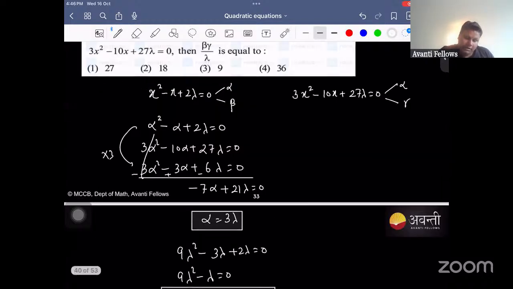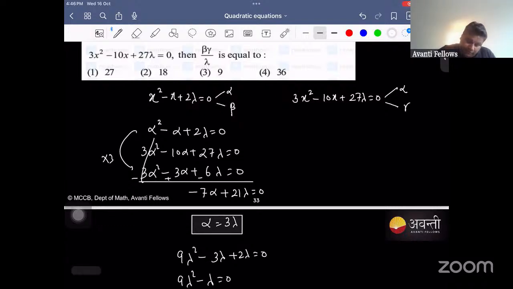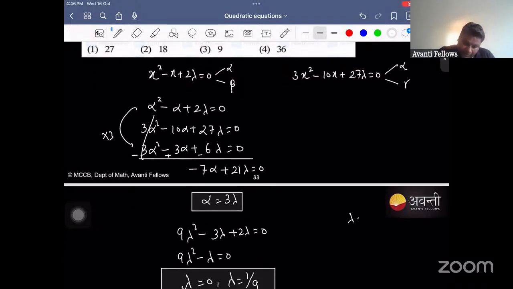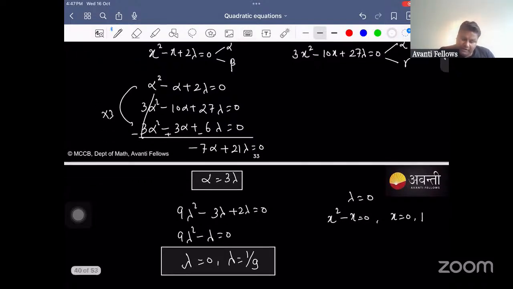Got it? Now, if lambda is 0, x square minus x equals 0. So one root is 0, one root is 1. If lambda is 0 and I place it in the second equation, I get 3x square minus 10x equal to 0. So one root is 0, the other root is 10 by 3.